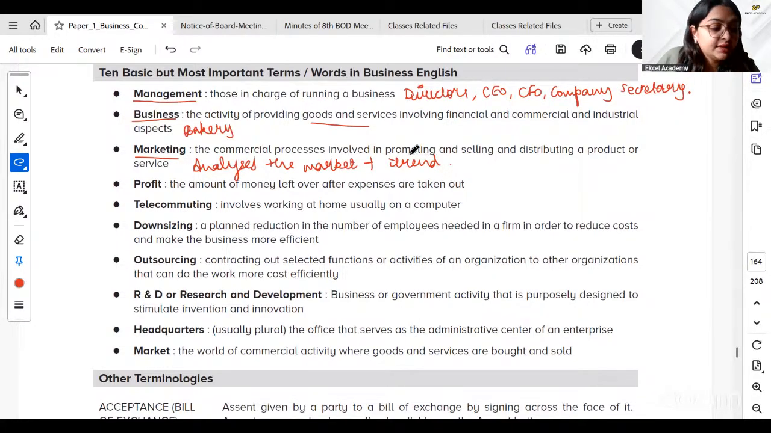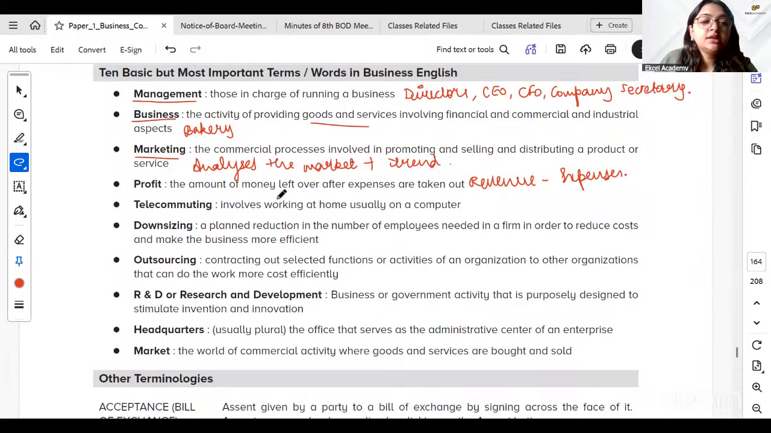So basically they understand the market, see how your product has to be positioned, and make sure that the knowledge about the product is reaching the maximum set of people, right? Profit, that is the amount of money left after your expenses are taken off. So your profit is basically nothing but your revenue minus expenses. What you earned minus what you spend, whatever extra is there will be your profit. Let's say your expenses exceeded your revenue, then it will become your loss.